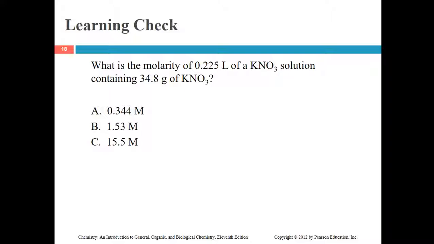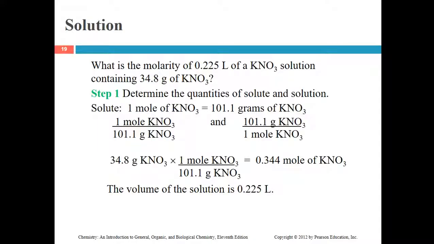What's the molarity of 0.225 liters of a KNO3 solution containing 34.8 grams of KNO3? Press pause and see if you can do this. So first of all, since they're asking for molarity, we know we have to use our molarity formula, which is moles of solute over liters of solution. So we have to go from 34.8 grams of our potassium nitrate to moles of it. We look up the molar mass of potassium, nitrogen, and oxygen, multiplying that one by 3. When you add all of those together, it is 101.1 grams of KNO3 is 1 mole of KNO3. So depending on how we need to use it, we have these 2 different conversions here.